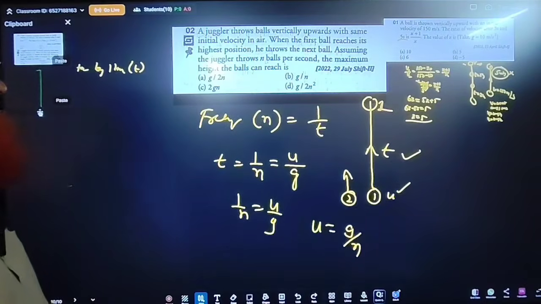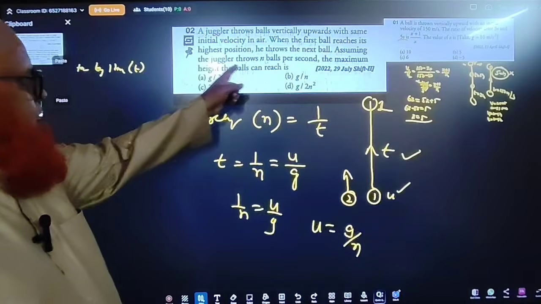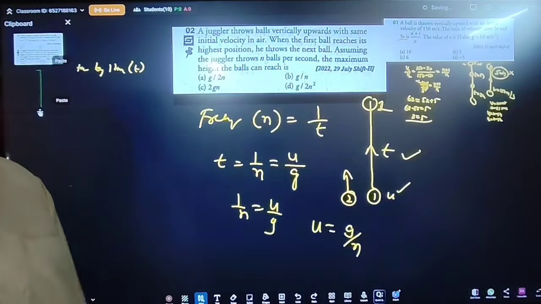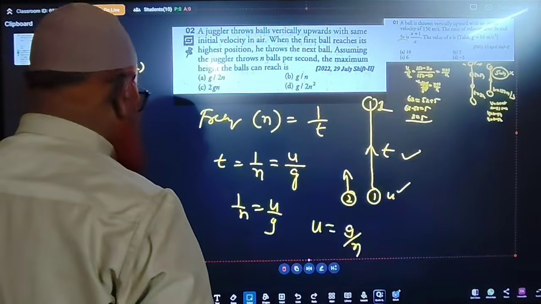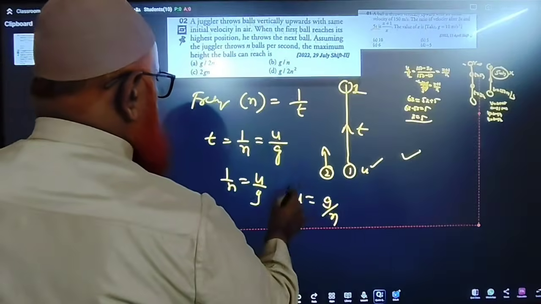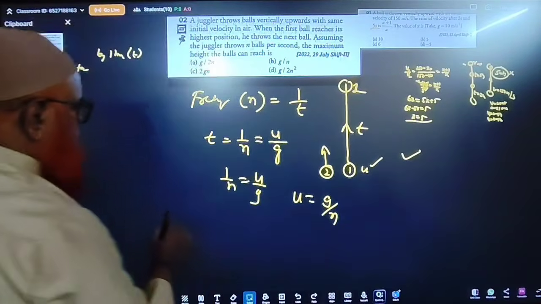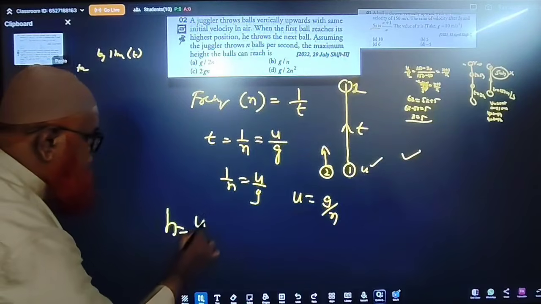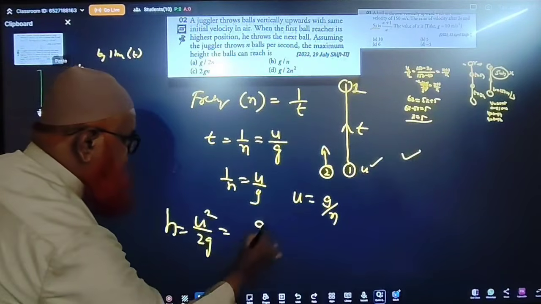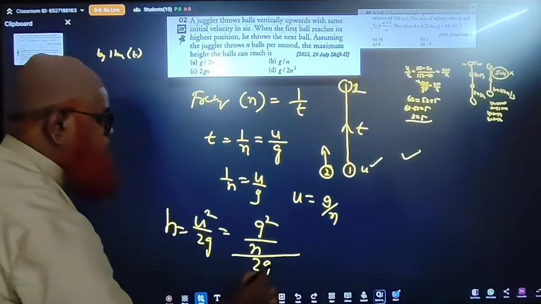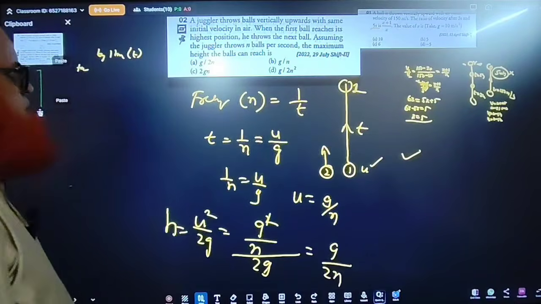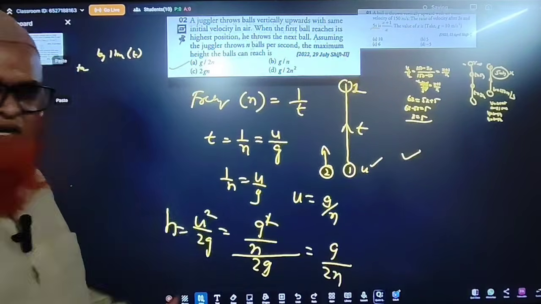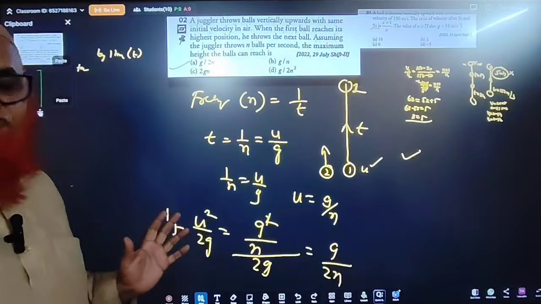The maximum height the balls can reach is asked. So what is the formula for H? If this is the data present with you, then what is the formula for H here? The formula for H is u square by 2g. u square is nothing but g square by n square, divided by 2g, in which g gets cancelled. The answer is g by 2n. So your correct option is option E. Hope you understood. So simple it is, but highly confusing.